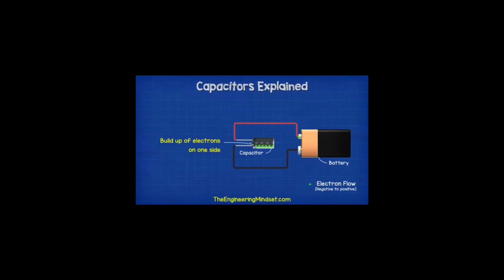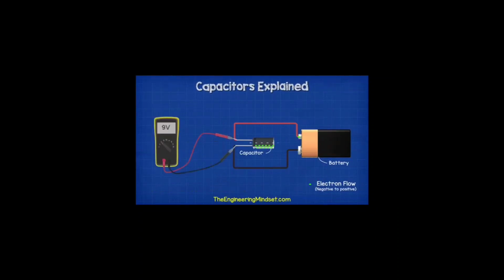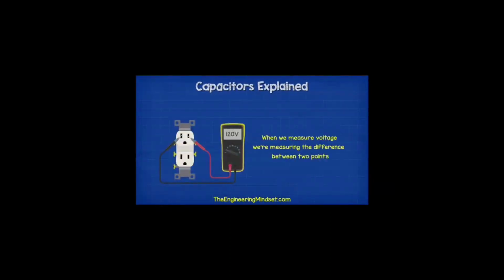Because there are more electrons on one side compared to the other, and electrons are negatively charged, this means we have one side which is negative and one side which is positive, so there is a difference in potential, or a voltage difference, between the two, and we can measure this with a multimeter. Voltage is like pressure. When we measure pressure, we're measuring the difference, or potential difference, between 2 points.